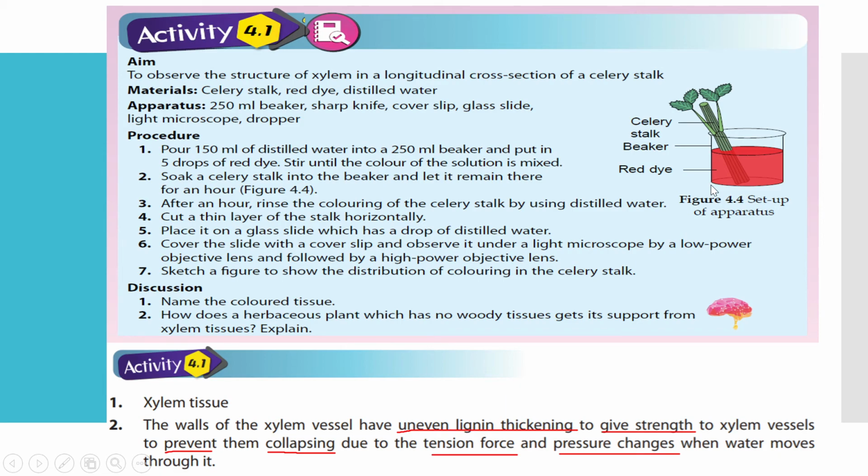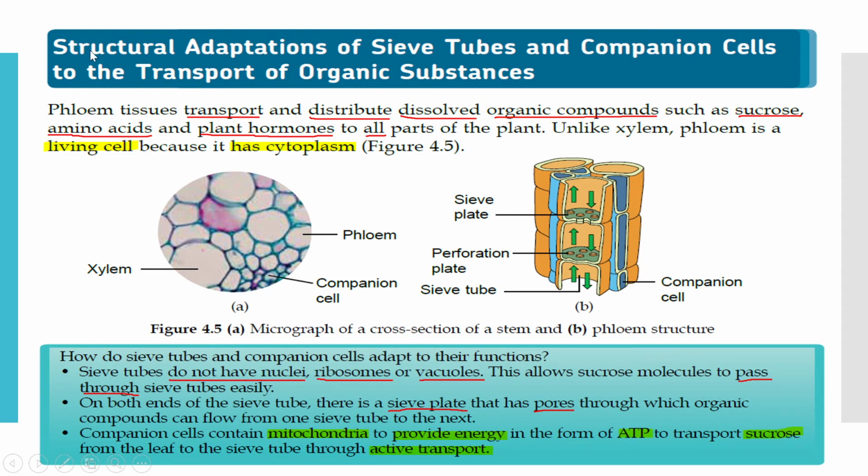Okay, this is activity 4.1. Next we're going to look at the structural adaptations of the sieve tubes with the companion cells. Okay, and now we shift our topic from transporting water and mineral salts just now to transporting organic substances, the products of photosynthesis, such as sucrose. So it's the phloem tissues that we are referring to. Unlike xylem, phloem is a living cell. Why? Because it has cytoplasm.